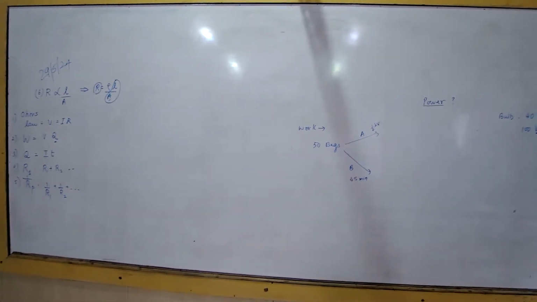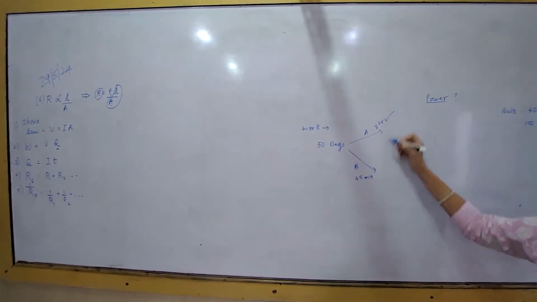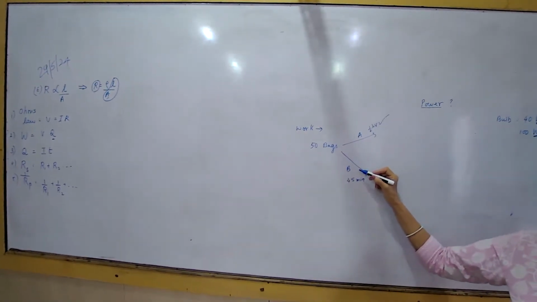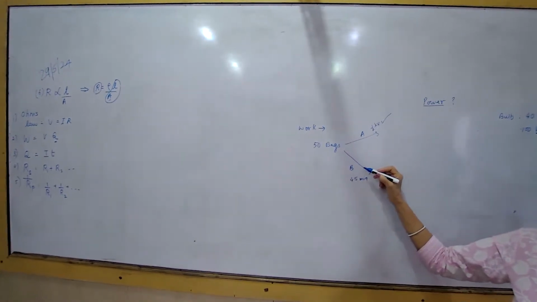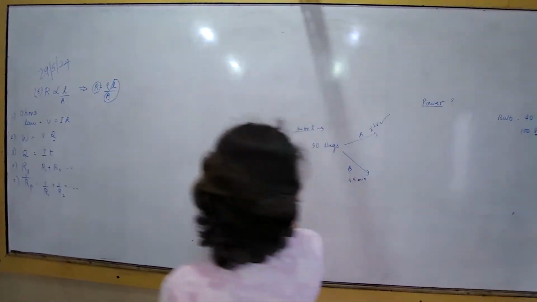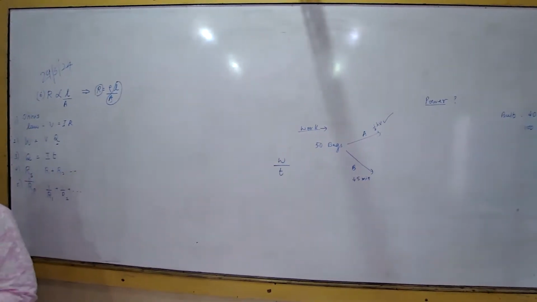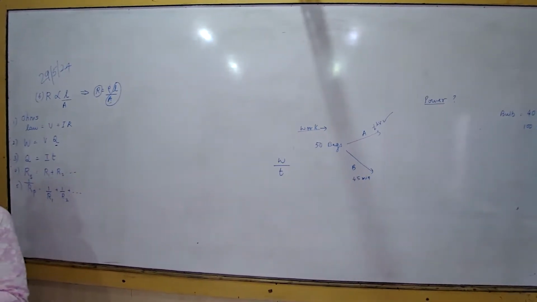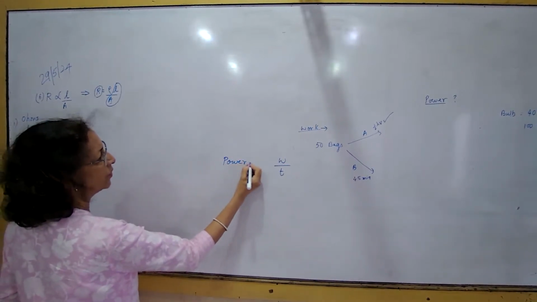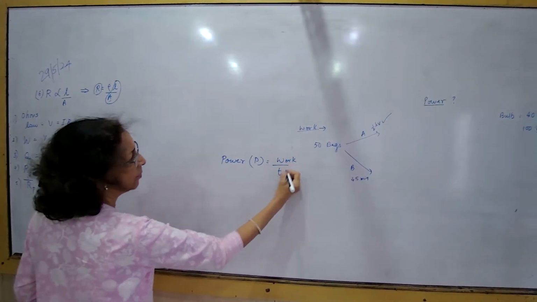So we have seen that person A is more powerful when compared to person B. How do we know he is more powerful? He is taking less time. So to do the same amount of work, we are using the concept of time. We are comparing it with time. So we can talk about power, which is equal to work upon time.